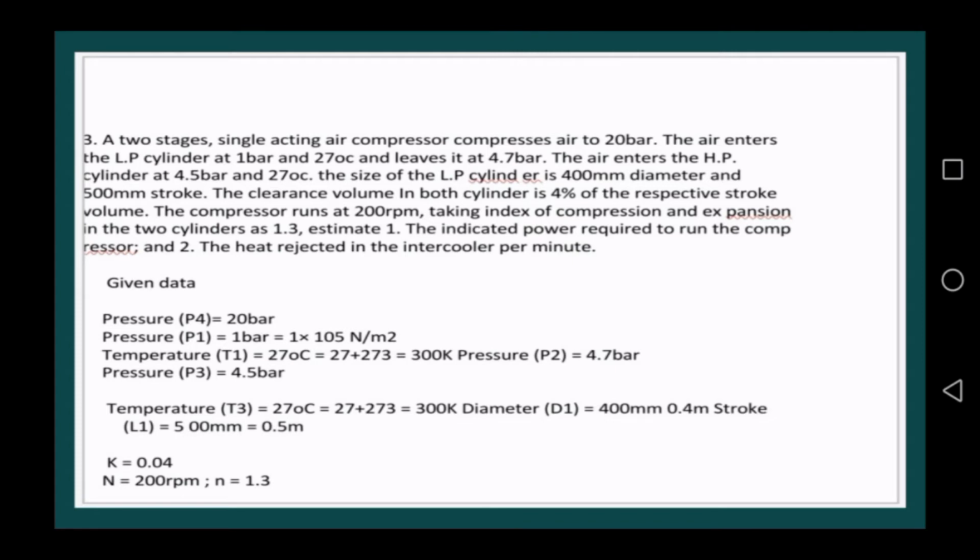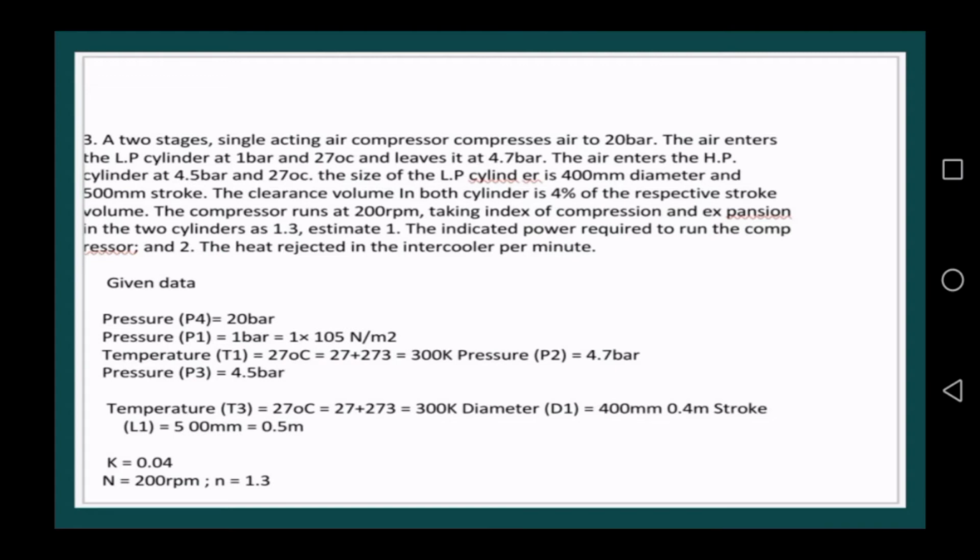For the given data, pressure P4 is equal to 20 bar, pressure P1 is equal to 1 bar, or 1 times 10 raised to 5 Newton per meter squared. Temperature T1 is equal to 27 degrees Celsius, converting to Kelvin, 27 plus 273 is equal to 300 Kelvin. For pressure P2, 4.7 bar.